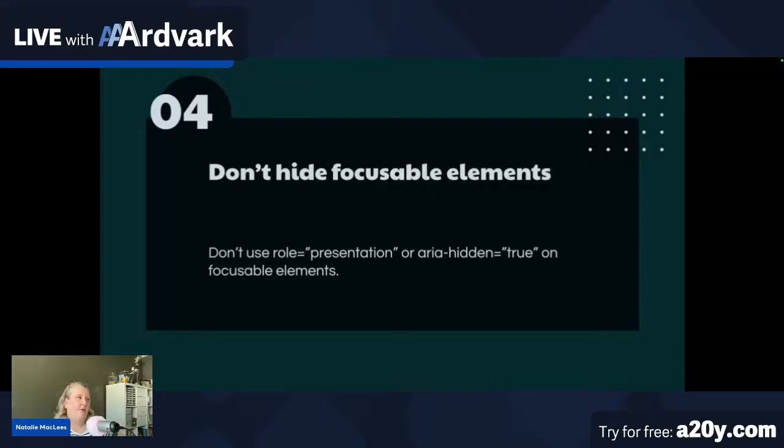So I could give that a role of presentation, or I could give it an attribute of ARIA hidden equals true, which would then hide it from assistive technology. Now, you can't do that if it's actually a focusable element. So you can't put role presentation or ARIA hidden true on a link or a button, because now my keyboard can still tab me there, but there's nothing. It's just an empty element as far as assistive technology is concerned.